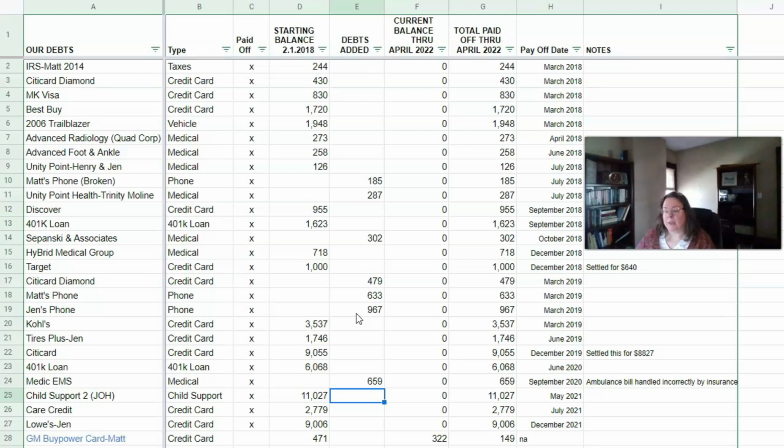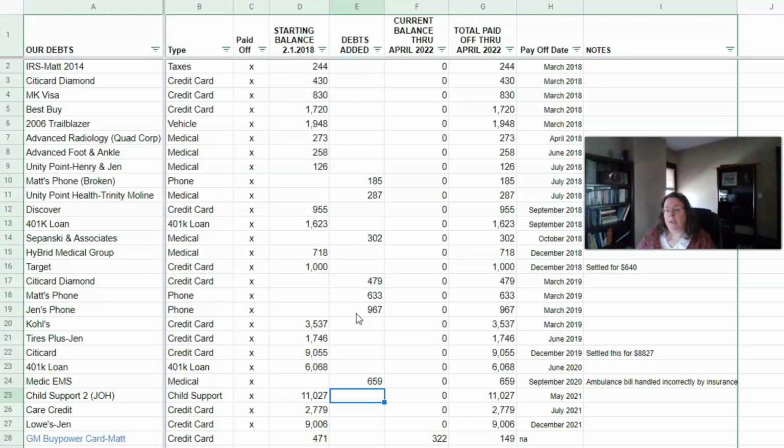This is one of Matt's child support orders, and it was originally $11,027. We got that paid off in May of 2021 after there was something changed in the state of Illinois with child support and interest accrued, and it was effective January 1st, 2021. And Matt had a lot due in back child support and more so interest. He owed so much interest on the back child support that he wasn't able to pay for many years.